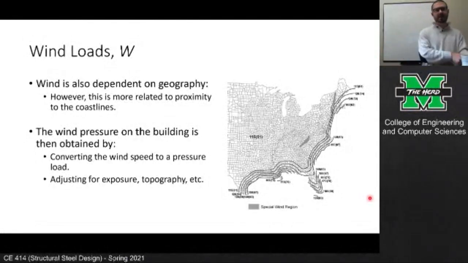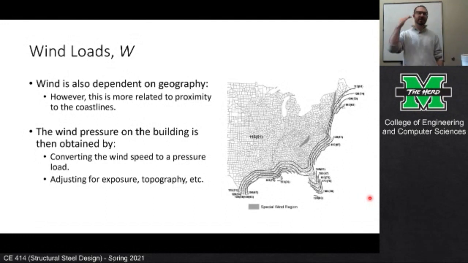So that's not here in this diagram, but these are wind speeds, I believe, based on risk category 2. I can't remember. I think that's risk category 2. And if it was 3 or 4, the wind speeds would be even higher.